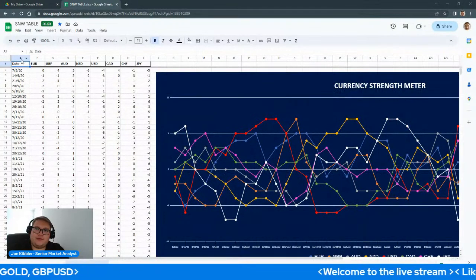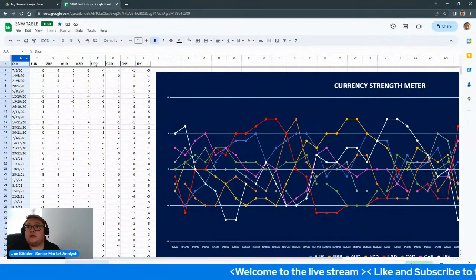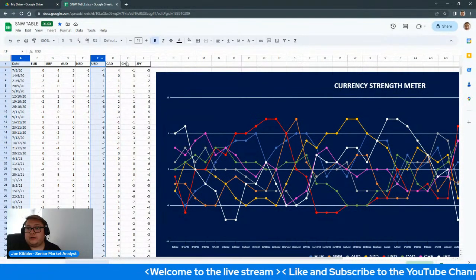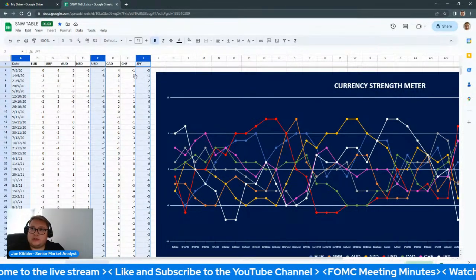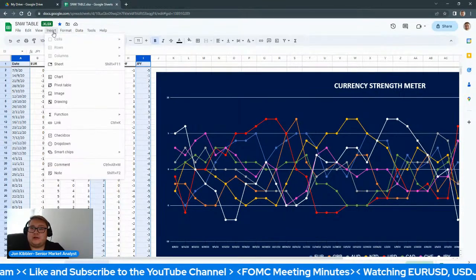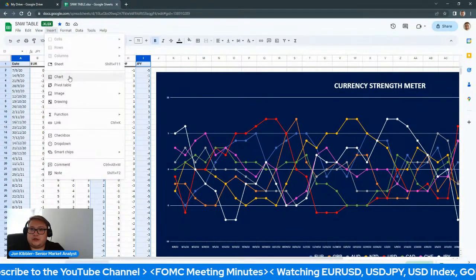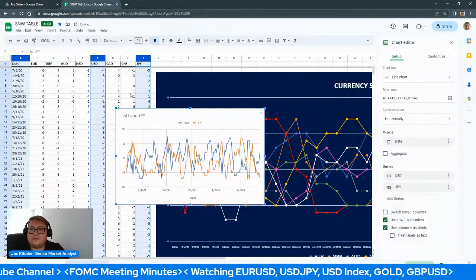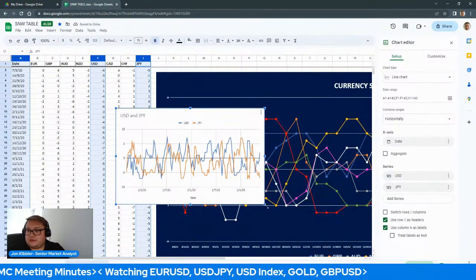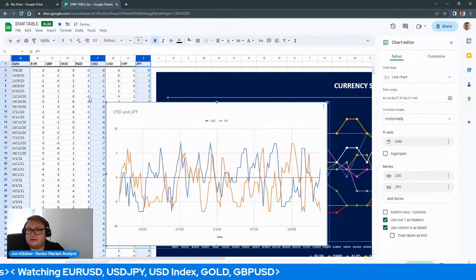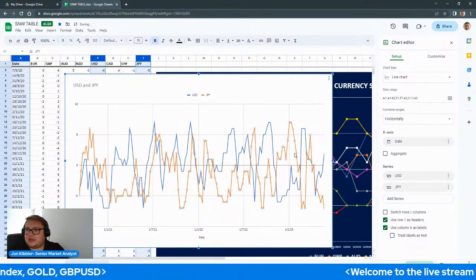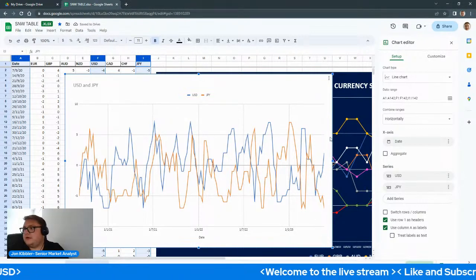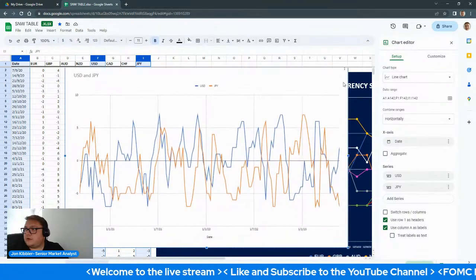So you want to grab the date, okay? You want to grab the US dollar and you want to grab the yen, okay? Now what you want to do is format that data. So you're going to go insert chart, okay? And it's going to give you this sort of graph in here. Now, obviously, you can change the input of the data. You can change all the colors and things like that, so you can make it more customizable.